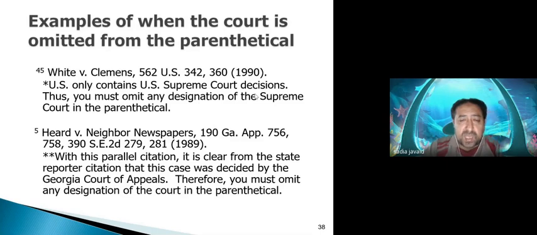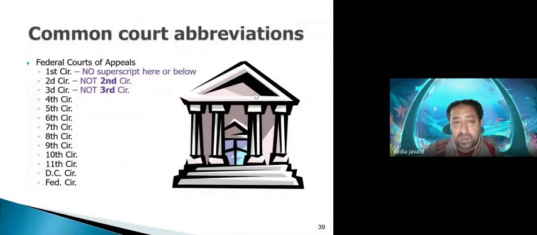These are just samples, in front of you. Heard versus Neighbor Newspaper, 190 GA. App. 756, 758, 390 SC 2D 279, 281 (1989). With this parallel citation, it is clear from the state reporter citation that this case was decided by the Georgia Court of Appeals. You are looking at GA, Georgia. So in this way you must omit any designation of the court in the parenthetical.